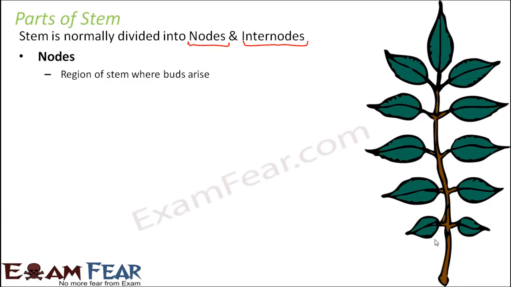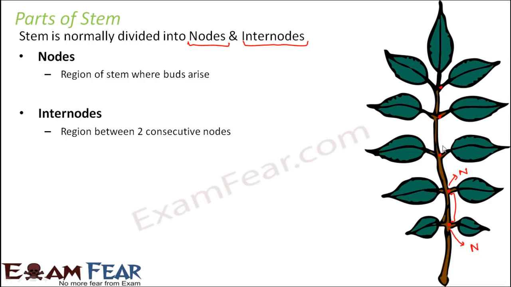What are nodes? Nodes are the region of the stem where buds arise. So here you can see in this picture, there are certain points from where buds can arise. I mean, you can have buds, you can have leaves, you can have branches. So there are certain points, and those points are known as nodes. Whereas the region between two consecutive nodes is known as the internode. So this portion between any two nodes is the internode. So this is node, again this is node, again this is node, but this portion is internode.